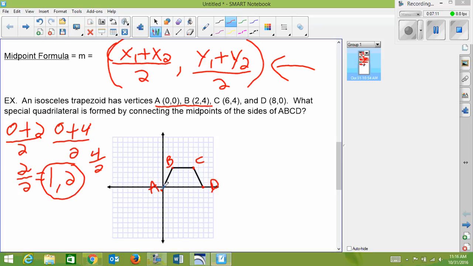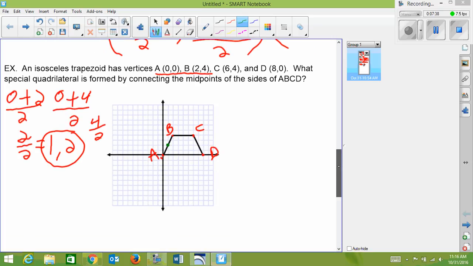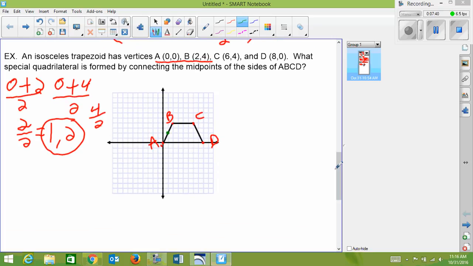I'll put those in a different color. We'll go yellow. So (1, 2) right here is our midpoint. It doesn't show up very well. Let's go green. Shows up a little better. Got to make it a little bit messy to show up there. So there's our first midpoint. Then I need to do the same thing for all the other sides. So I'll do BC next.